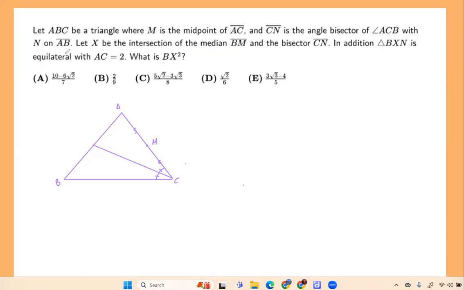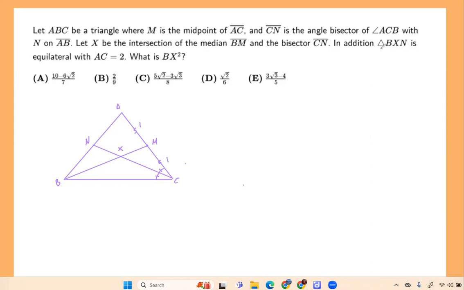And we are told that the median and angle bisector intersect at one point. So let's draw the median as well. The median is just the segment you take from the point B to the midpoint of AC, and their intersection is given as X. And then this was CN. And AC is 2, which is why this is going to be 1, and this is going to be 1.